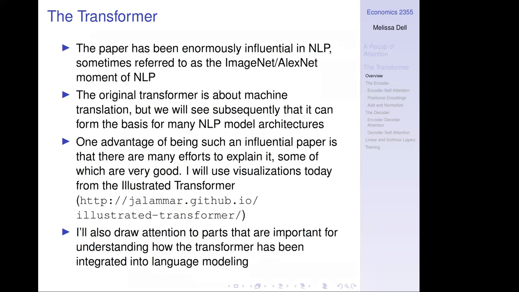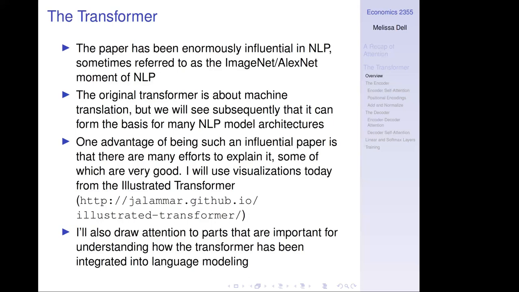And so the paper has been enormously influential in natural language processing. People will call it the ImageNet or the AlexNet moment of NLP, analogous to the AlexNet paper that kickstarted the whole deep learning revolution. So the original transformer is about machine translation. And so when we present it today, it's again going to be in the context of doing machine translation. It was a paper written by people at Google who were working on improving Google Translate.